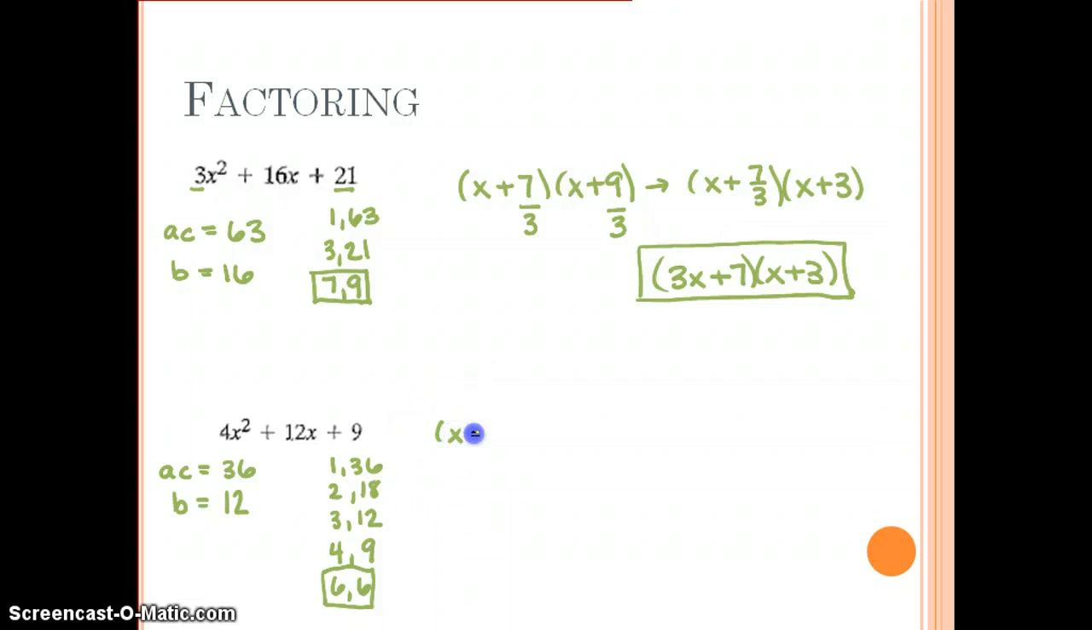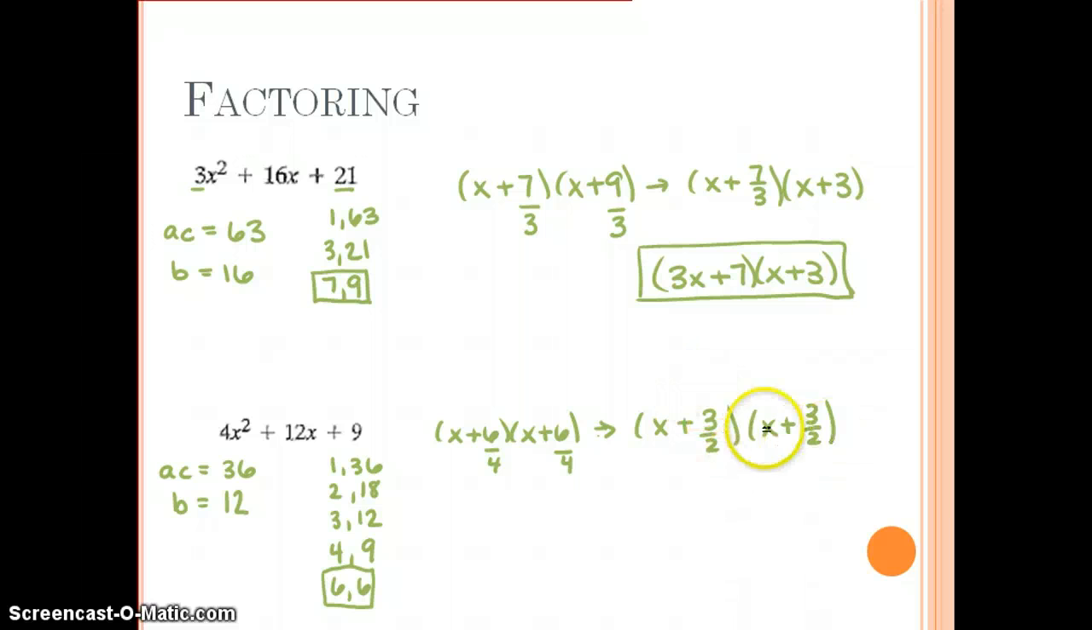So again, x plus 6, x plus 6. This wouldn't be my final answer because it doesn't distribute to the right thing. So we said take your a and divide by both of those. So if I take my a and divide by both of those, the next step would be to simplify or reduce. So this would be x plus 3 halves. And this would be, again, x plus 3 halves.